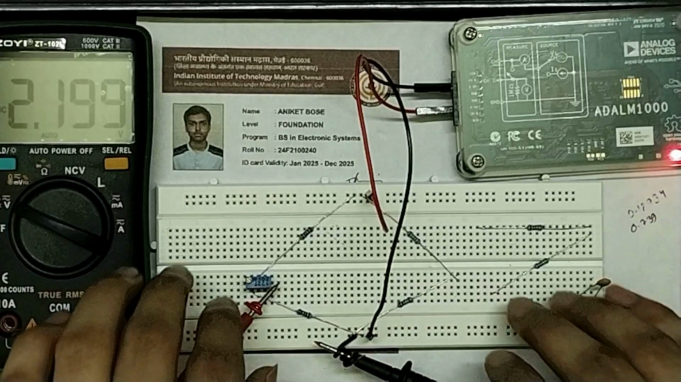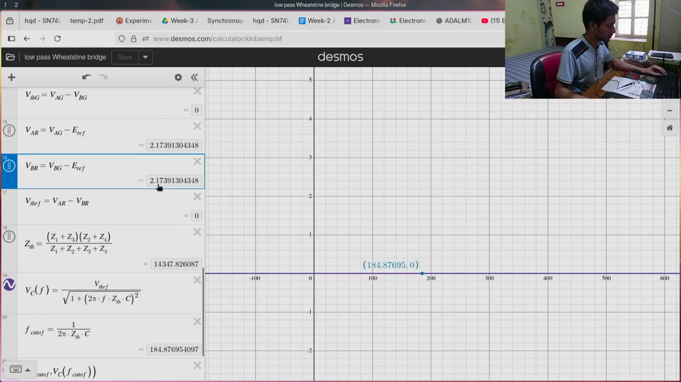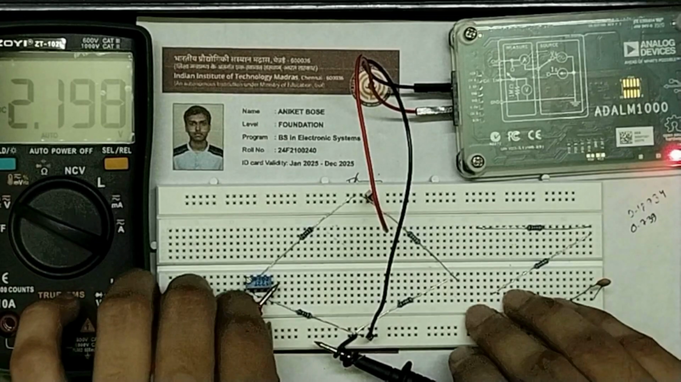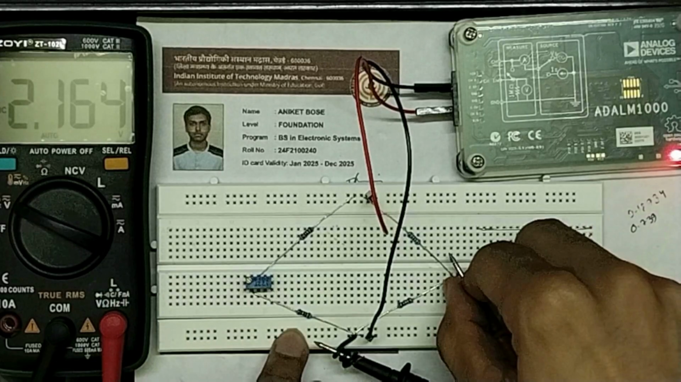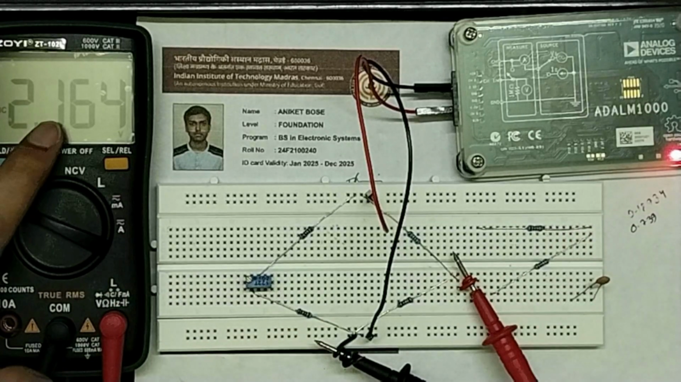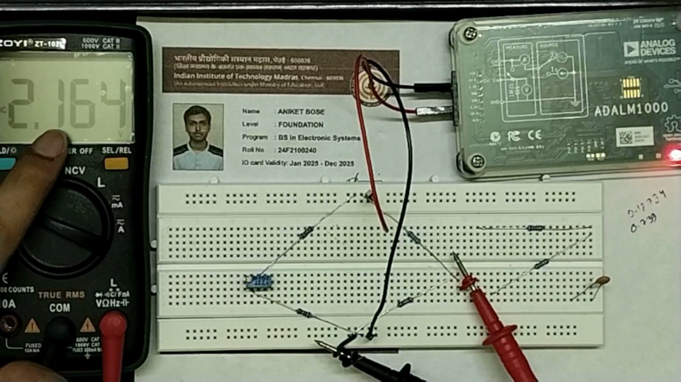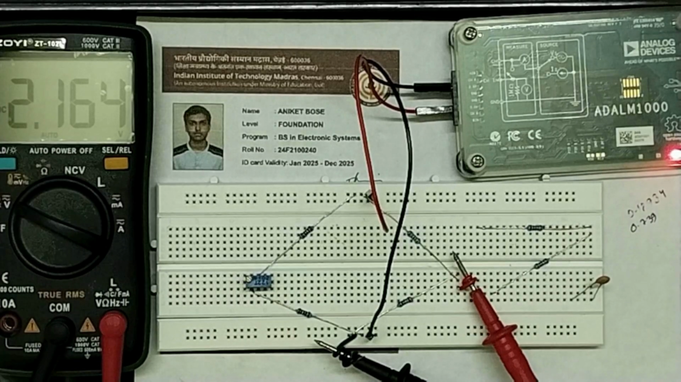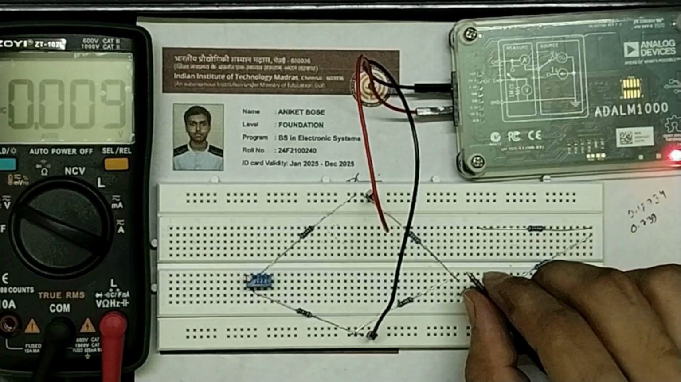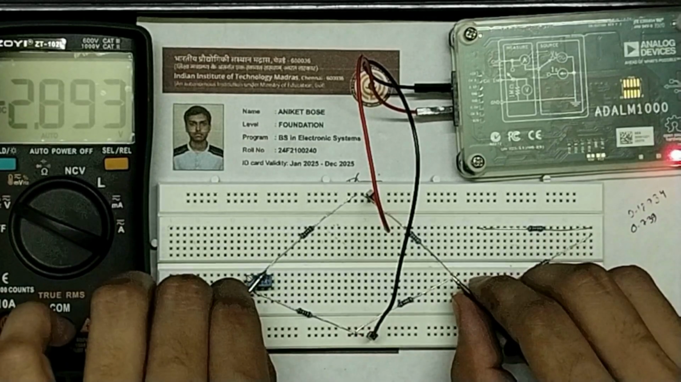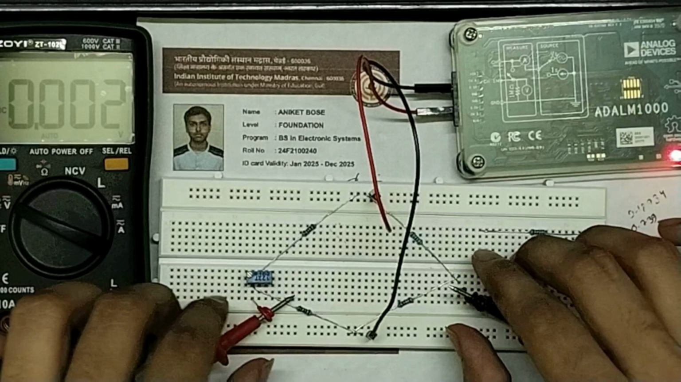So this is coming out to be 2.19 or 2.20. As you can see in the Desmos calculation, it's 2.17. So it's coming out to be close. And now let's look at VB, which should also be 2.17 because the bridge is in balanced condition. So as you can see, the potential at B with respect to the reference is 2.16, close to 2.17. Now as the values of VA and VB are the same, the actual value of VA with respect to VB will be 0, as you can see also here. Yeah, they are close to 0.